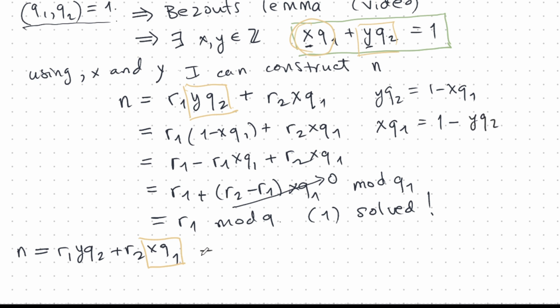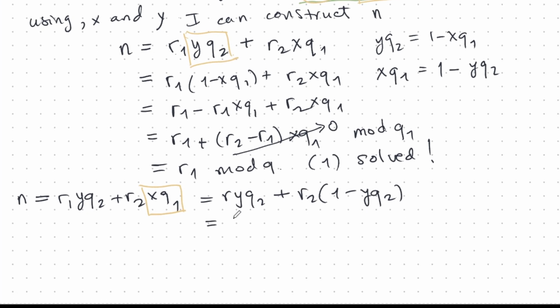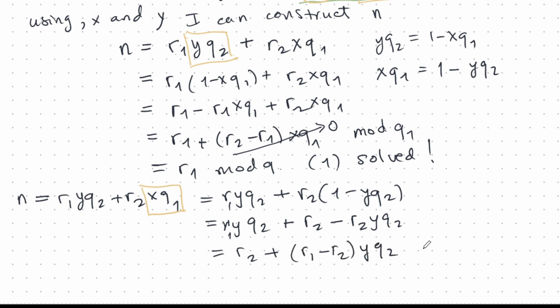Okay, so I can plug this in, r2 plus... yeah, like so, and then what? Well, this is r1 + y q2 + r2 minus r2 y q2. So I can rearrange things a little bit. r2 plus r2 d2, yeah. r1, this should be an r1 here, yeah. Okay, it works out.